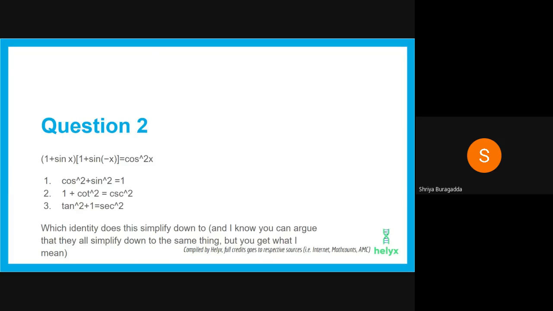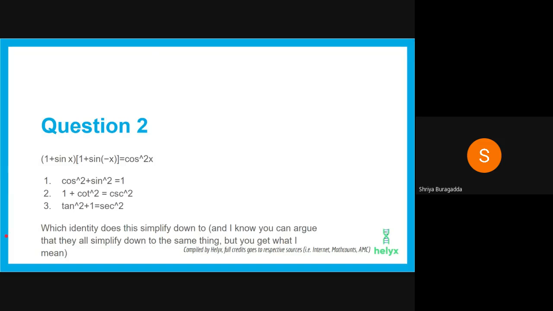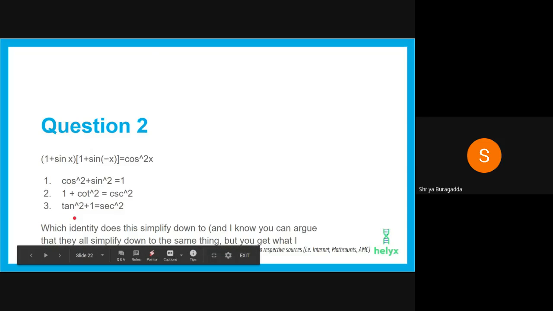Okay, so question number 2. It gives you this right here, and it's asking which identity this simplifies down to. I'll give you guys like 3 minutes on this one because it's a little harder.